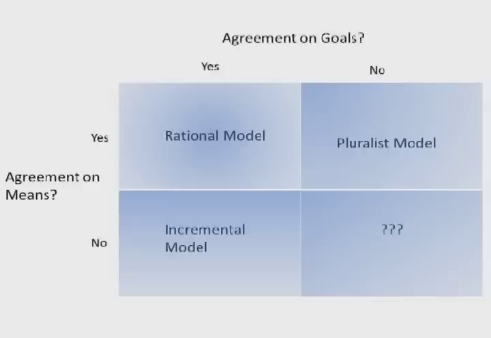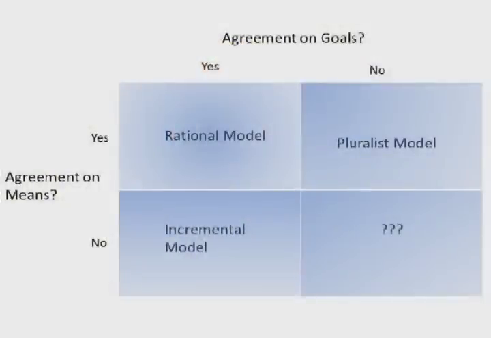So we search for solutions and we engage in error correction as soon as we find that we're moving in the wrong direction. So you can see here on this graphic a situation where we have agreement on the goals, but we don't have agreement on the means, because there's technical uncertainty. The last quadrant I have left blank, and that is where we don't have agreement on either the goals or the means to achieve those.